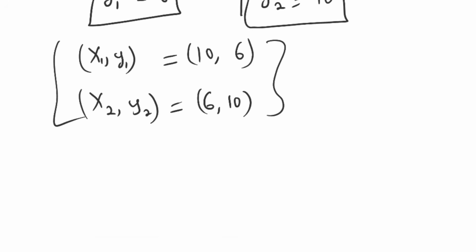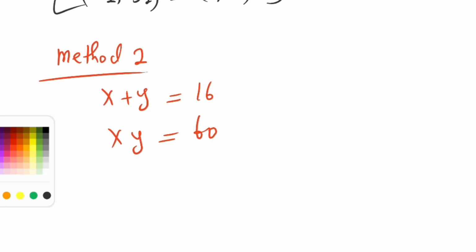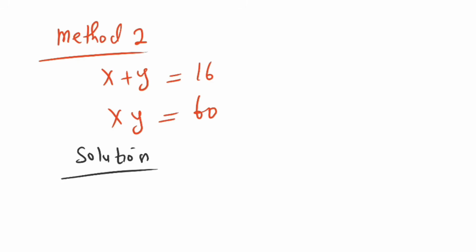Let us consider the second method, called method 2. With this method, you can actually solve this problem within 1 minute. That is, x plus y is equal to 16, xy is equal to 60. Solution. x plus y is equal to 16. This is equation 1. Then xy is equal to 60. This is equation 2.